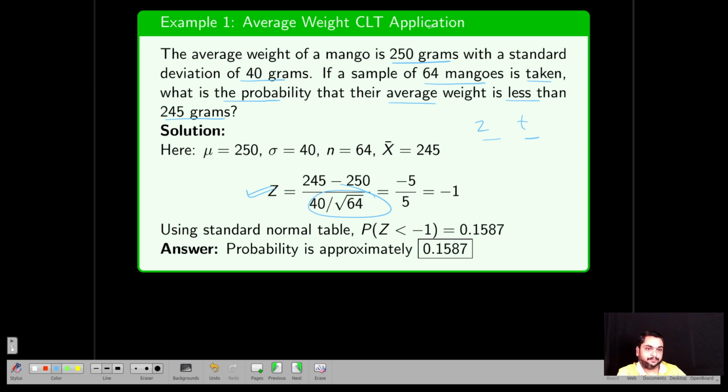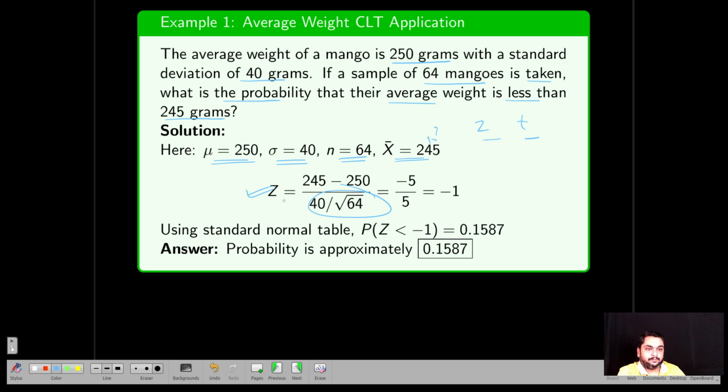Okay, the average weight of a mango is 250 grams. So the given population mean is 250, and they are saying sigma equal to 40, the standard deviation of the population. Sample size is 64, x bar is 245. They are just asking how good is this estimate.